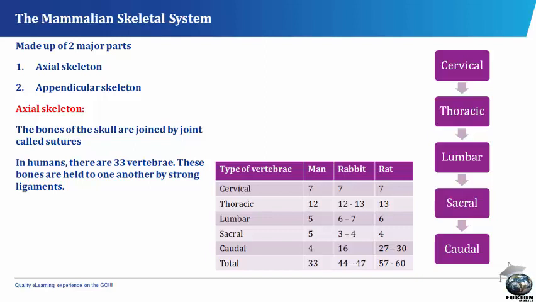2. The thoracic vertebrae is found in the chest region. 3. The lumbar vertebrae is found in the upper abdomen. 4. The sacral vertebrae is found in the lower abdomen. And lastly, the caudal vertebrae is found in the tail region.